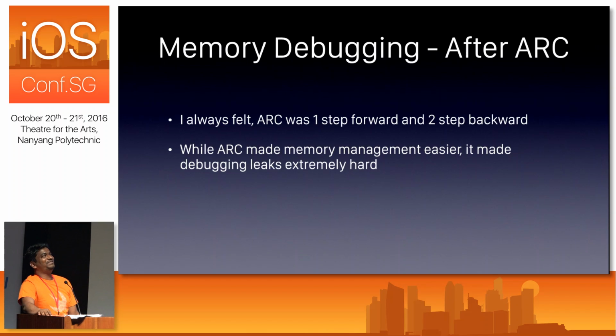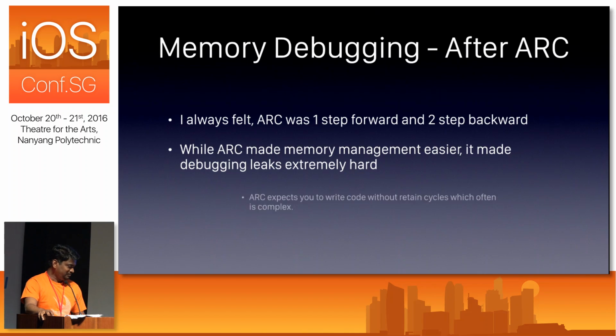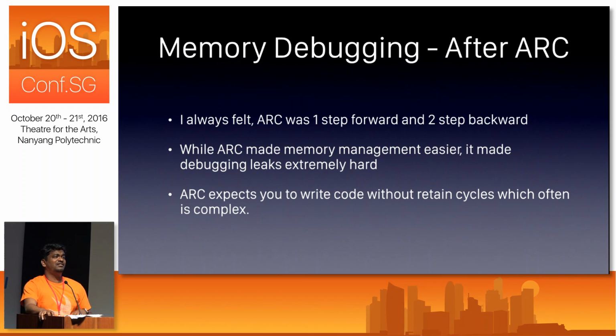But see, like before ARC, when I write code, I usually run the static analyzer, and I make sure that I treat every analysis issue that I see as a warning, and I tend to have zero static analyzer issues before I submit the app to the App Store. But that's not possible anymore with ARC, right? So ARC expects you to write code without retain cycles, which is not that easy.